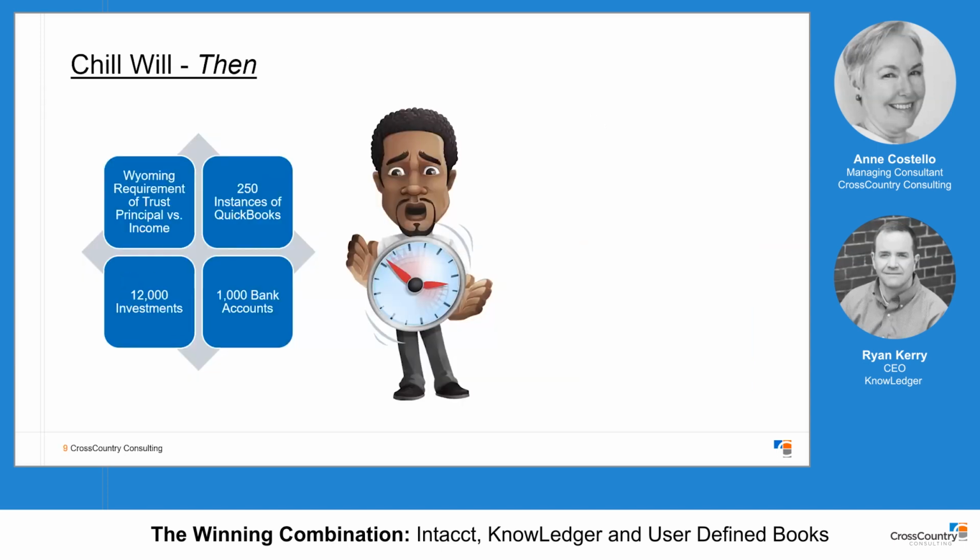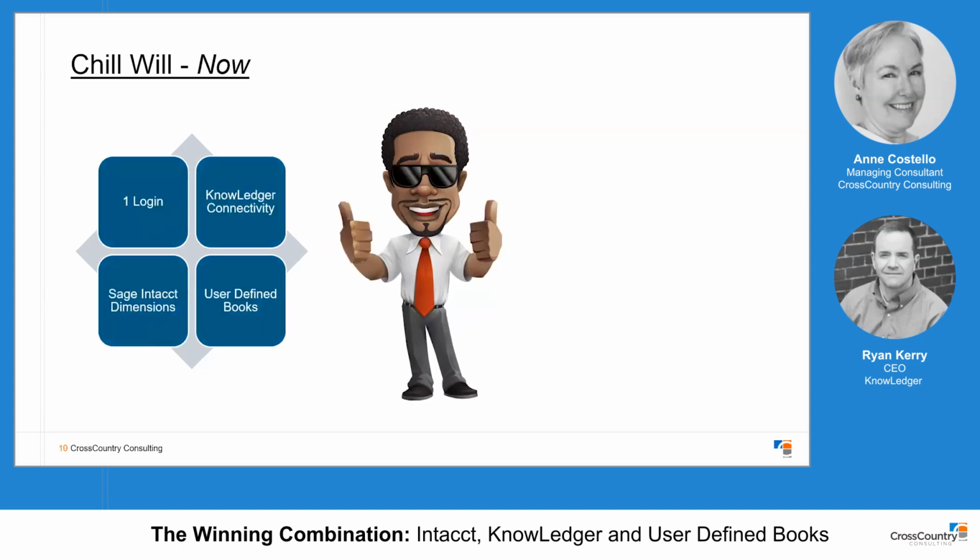This is Chill Will. It's a good thing Will's pretty chill because he used to manage 250 instances of QuickBooks for his clients that had 12,000 investments and over 1,000 bank accounts. Will operates in Wyoming, which has specific requirements for the reporting of trust principal versus income activity on the income statement. Will implemented Intacct as well as KnowLedger for the connectivity.